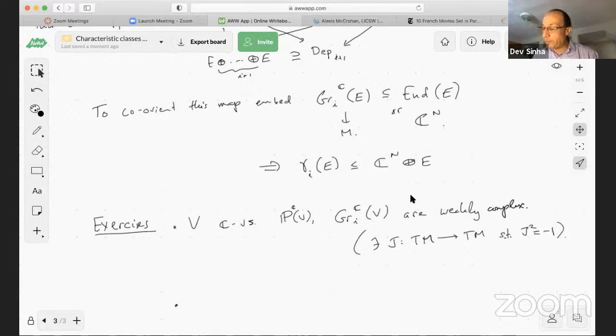And then more generally, the idea, well, we're over some M. M isn't necessarily itself weakly complex, but if we can embed it in a way so that the normal bundle is complex.